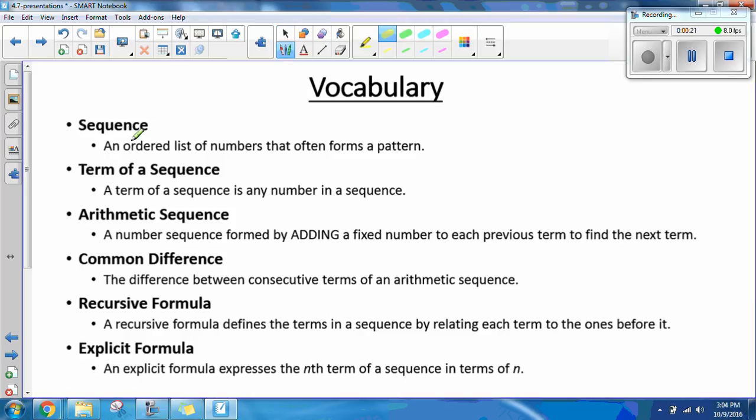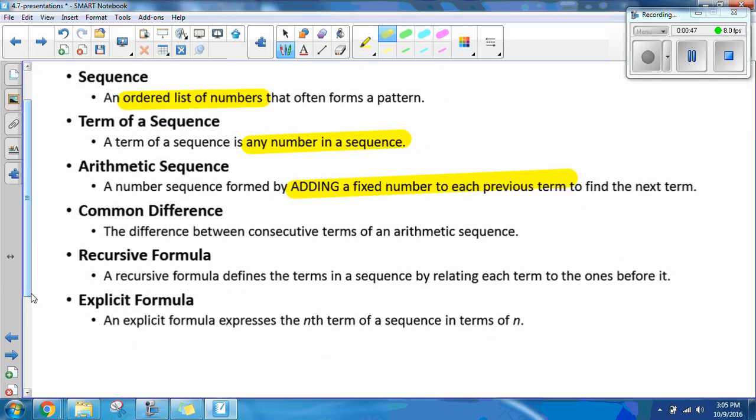Sequence. A sequence is an ordered list of numbers that often forms a pattern. Term of a sequence. A term of a sequence is any number in a sequence. An arithmetic sequence is a number sequence formed by adding a fixed number to each previous term to find the next term. The common difference is the difference between consecutive terms of an arithmetic sequence.